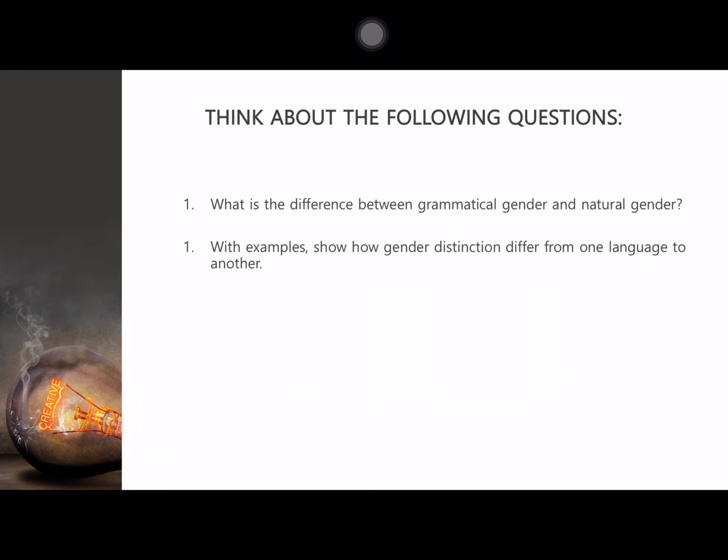Now you have a few questions to think about for the next lecture. What is the difference between grammatical gender and natural gender? With examples, show how gender distinction differs from one language to another.